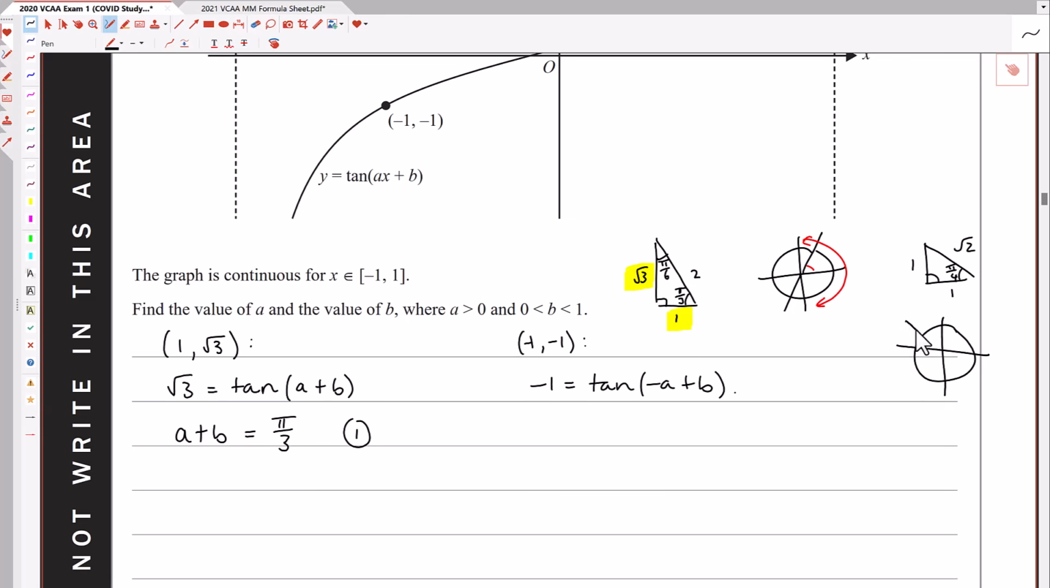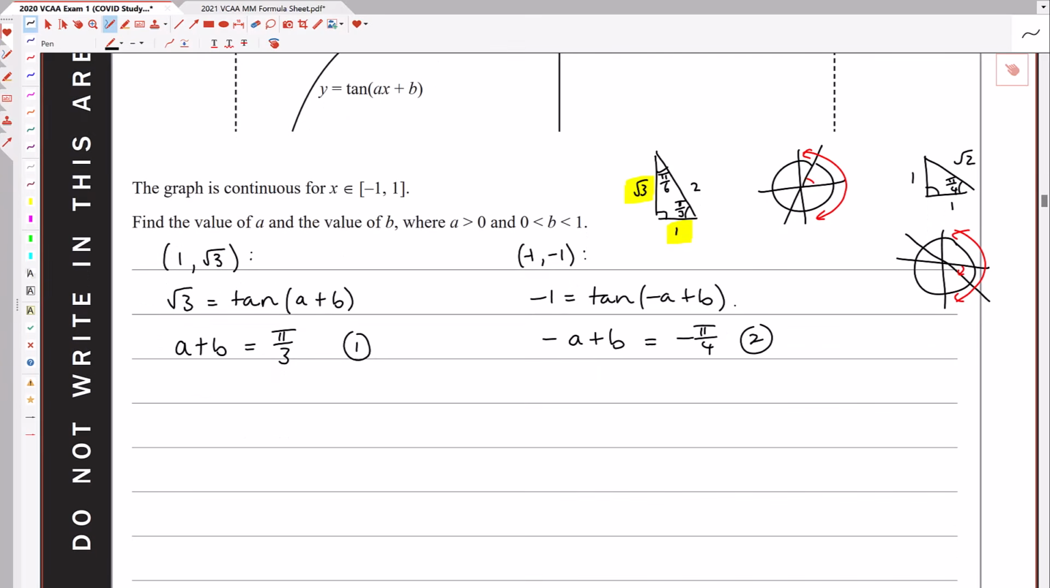Okay, so we must be in these 2 quadrants. But remember, as I said, we're interested in this picture of the tan shape. We can see that from the graph. And so we actually want this one down here. We want negative pi on 4. So that means -A plus B, the thing inside the tan, is going to be equal to negative pi on 4. Okay, so there's our second equation.